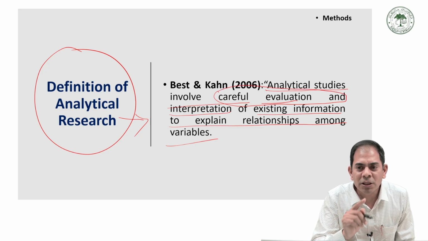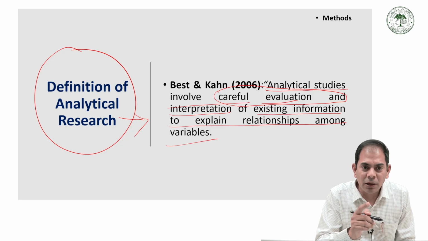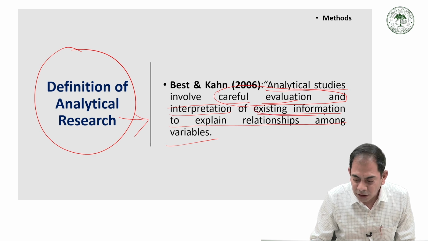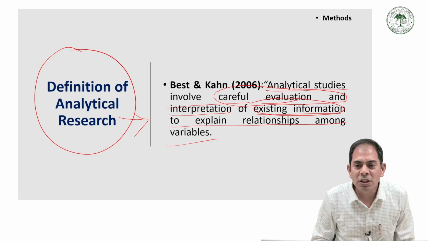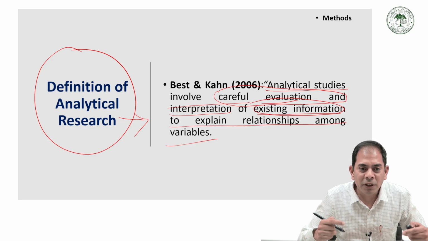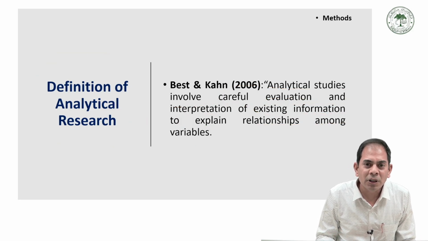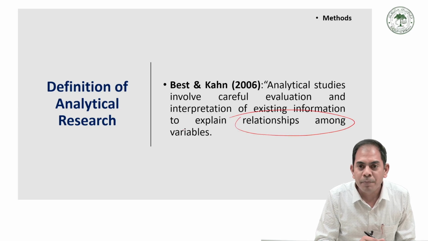meaning the researcher must examine the information in a systematic and scientific way. The second important thing is the interpretation of existing information, which means we do not just collect the data, but we try to understand what the data speak and what the data is telling. And the third important aspect is explaining the relationship among the variables, which is the core of analytical research.